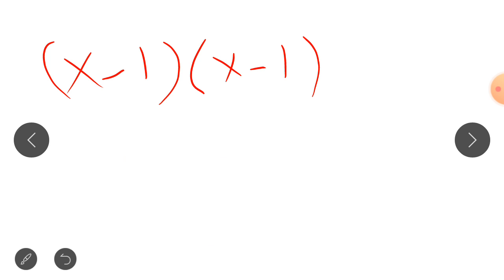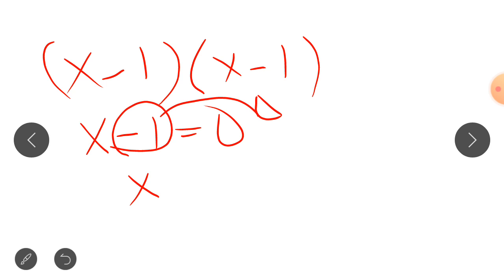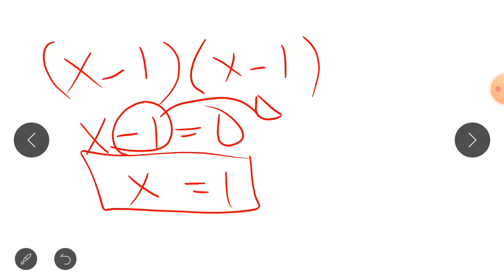So how can we get x? Let's just get one factor, then equate that to 0. So transpose this to the other side, it will become positive 1. So therefore x equals 1. Since we both have x minus 1, the value will still be positive 1. So for this problem, this is the answer. X equals positive 1. Okay.